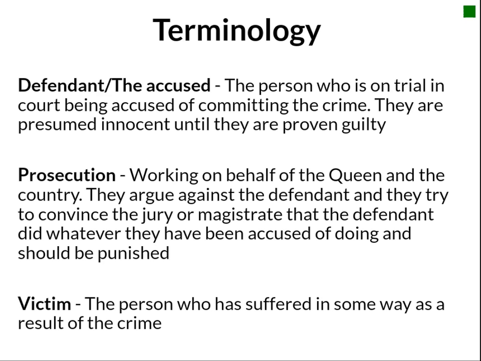So before we actually get started, we're going to have a look at some terminology, just so that you know exactly who we're talking about when we are discussing the different people involved. First of all, we have the defendant, who's sometimes referred to as the accused, or you might see them in textbooks or written down just referred to by the letter D. And this is the person who's on trial in a court because they've been accused of committing the crime. And it's important to remember that they are presumed innocent until they are proven guilty. So there might be a lot of evidence, but before the trial, the person is innocent.